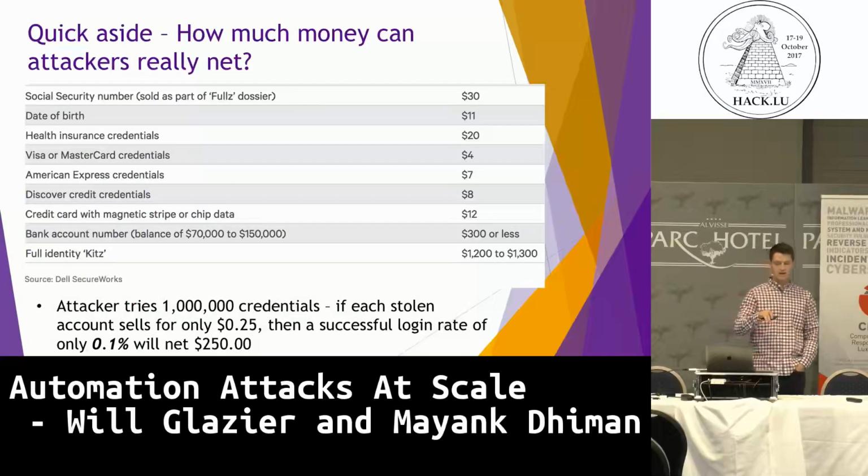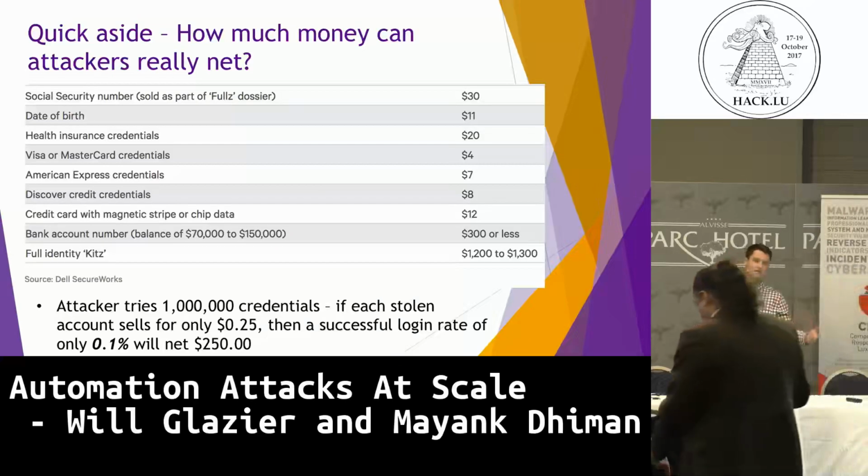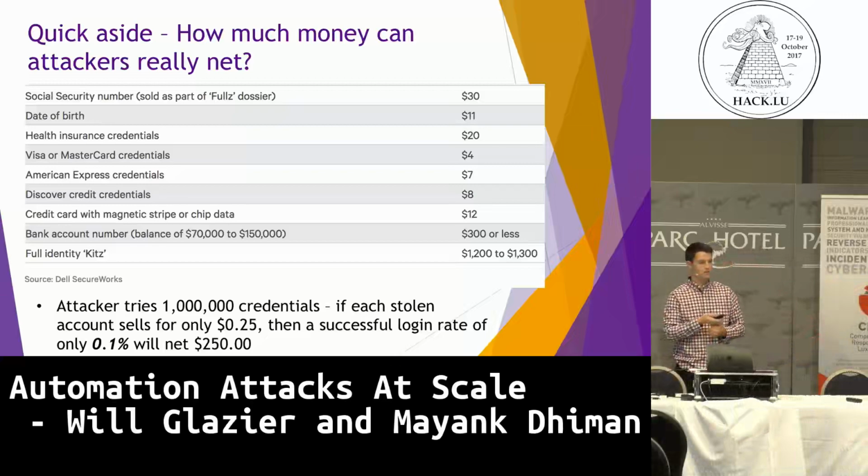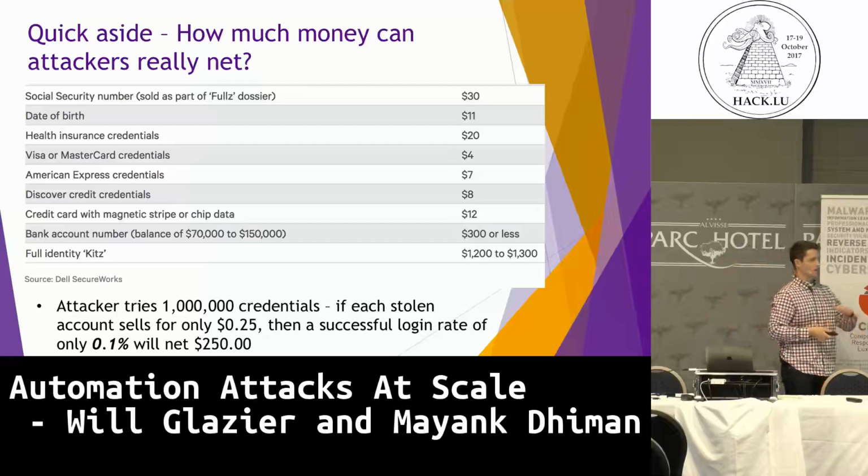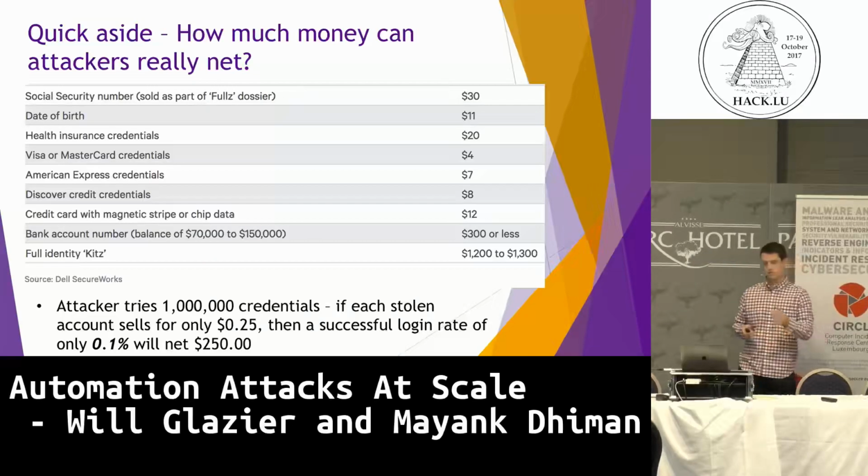So here's a quick aside. I'm not going to go into too much detail on these numbers here. This is from Dell SecureWorks, but I want to run you through a little bit of a hypothetical situation down at the bottom, where let's say an attacker tries 1 million credentials in one attack campaign, and let's say each stolen account is selling for 25 cents. This is a common worth of an account or a batch of accounts on a gaming or an entertainment site, like to stream something, or on Netflix and the like. Say they log in with only a 0.1% success rate. Well, that'll net them $250 in just one campaign. And keep that $250 mark in mind as sort of a break-even point for the attackers, because we'll come back to that later.